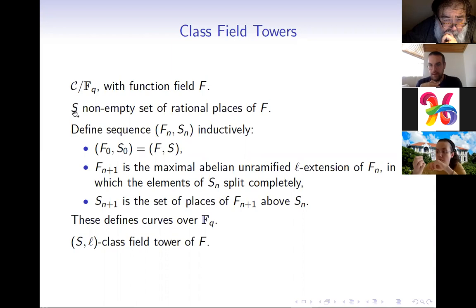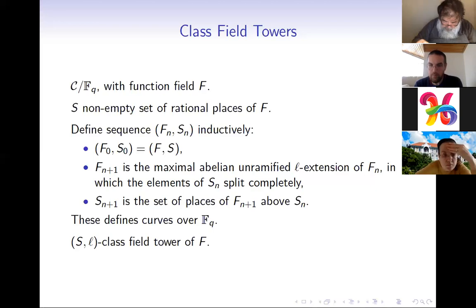So you obtain a new function field in which the places in S split, and this will be your new function field, and the places lying above the splitting set S will be your new set of rational places. And then you inductively again form the maximal unramified L extension in which the rational places split, and so on. All of these curves will be defined over the same finite field. This is called the SL class field tower. The L comes from the L extension that we have chosen.